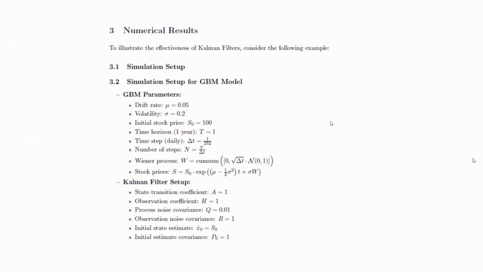And while setting up the Kalman filter, we chose the state transition coefficient as 1, observation coefficient as 1, process noise covariance as 0.01, observation noise covariance as 1, initial state estimate will be S0, and initial estimate covariance will be 1.